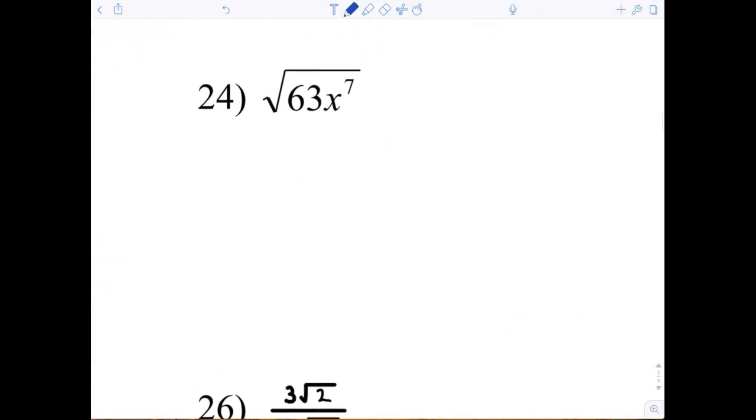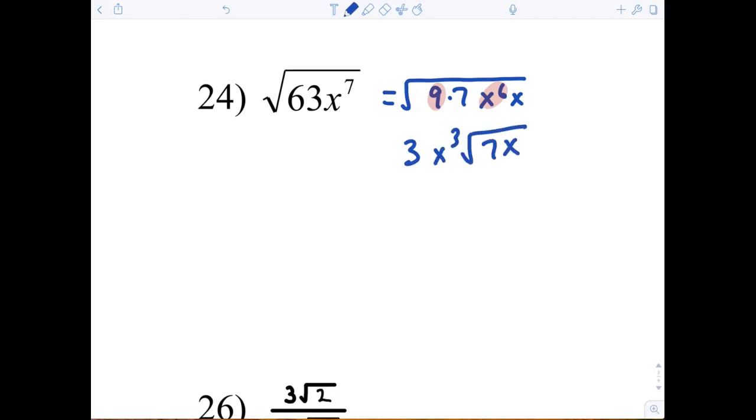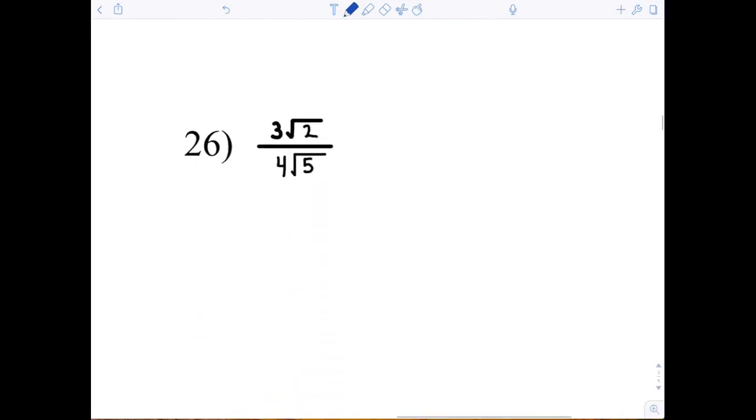All right, how do I break down 63? And then x to the 6th and x. Square root of 9 is what? 3. And then x to the 3rd, and then radical 7x. Exactly. Anybody have any issues yet? All right, here we go.